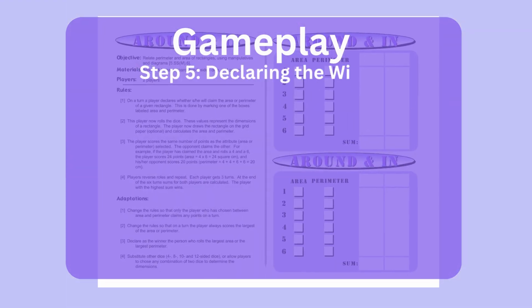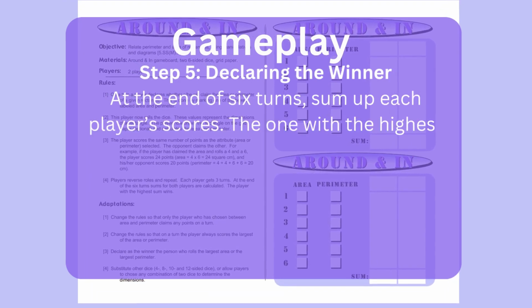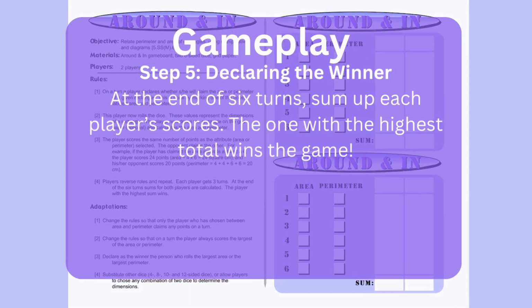Step 5, declaring the winner. At the end of 6 turns, sum up each player's scores. The one with the highest total wins the game.